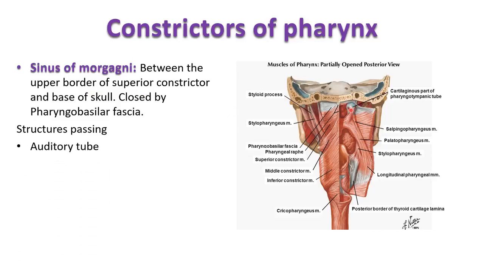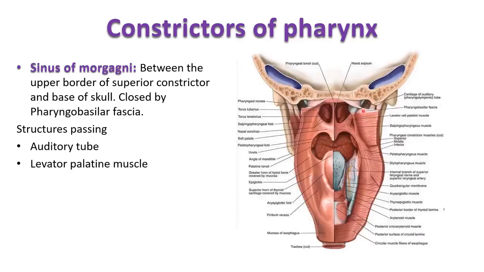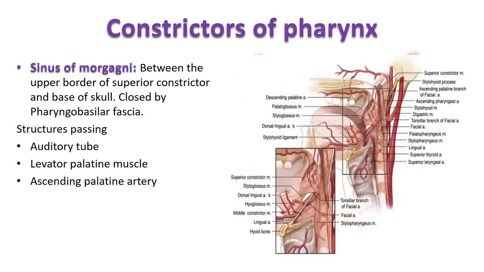Then you have some arteries and one more muscle, the levator palati muscle. Here you are able to see the levator palati muscle coming through the sinus of Morgagni. This should be the upper border of your superior constrictor, and this white color is your pharyngobasilar fascia. It pierces the pharyngobasilar fascia: first the auditory tube, followed by the levator palati muscle, which you are able to see here. Then you have a set of arteries, the ascending palatine artery. Here you are able to see the pharynx, and from the upper border you can see these two.